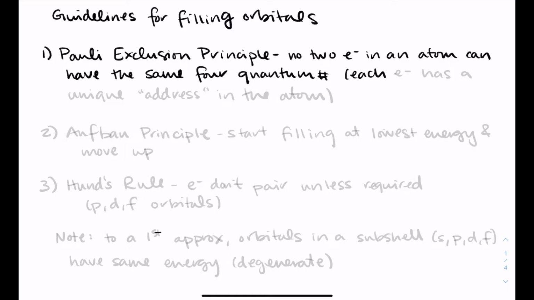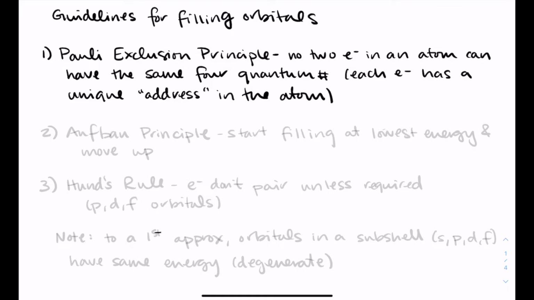The second principle is the Aufbau principle, which is a German word that means something like building up. It just means that you start at the lowest energy and go up from there. So you will always fill from the bottom and move up. You won't skip any spaces as you're going.